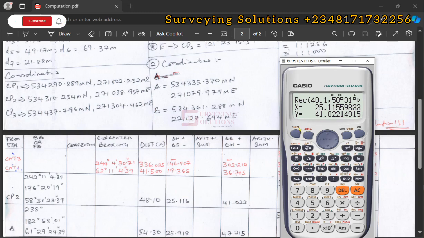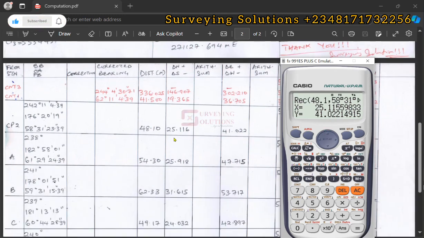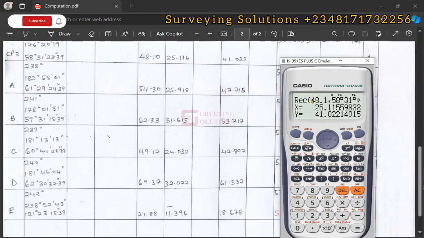If we take it to, sorry, supposed to be Alpha X equals, this gives you the delta northings value. Similarly, Alpha Y gives you the delta eastings value. So this is how you get the delta northings and delta eastings of all of the lines. Using Rec, the order is distance comma bearing. The first value displayed is your delta northings. The second value is your delta eastings, right? Good.